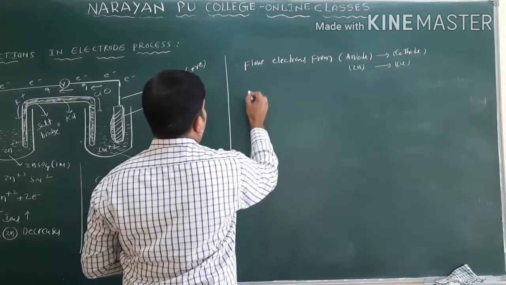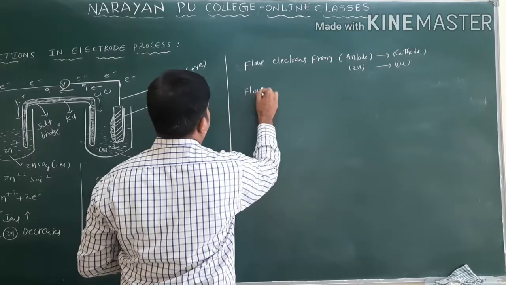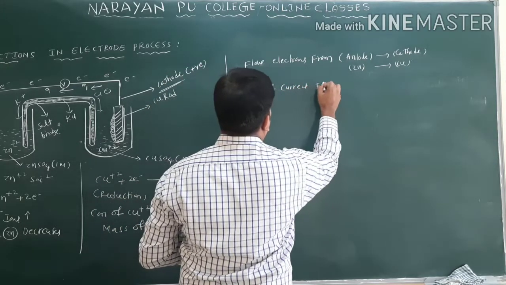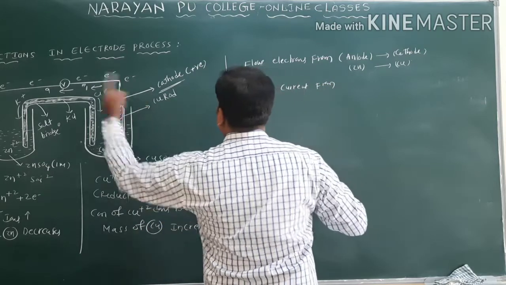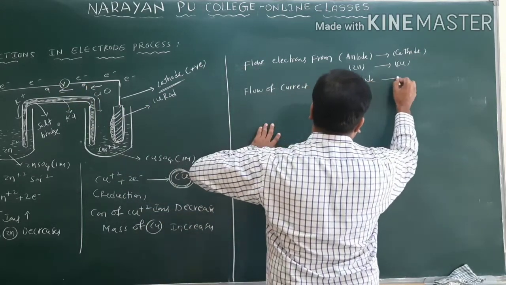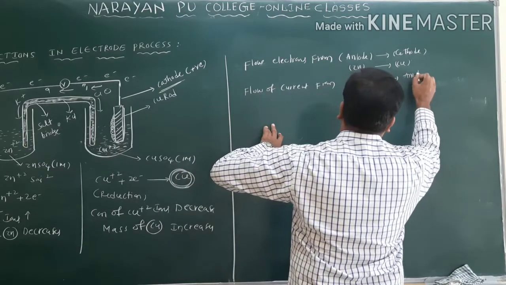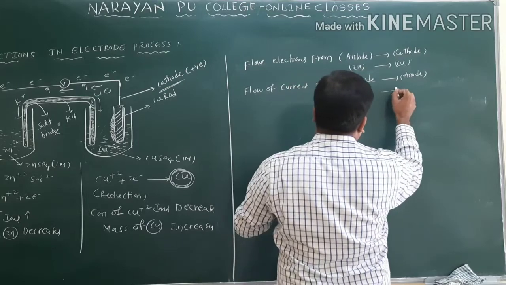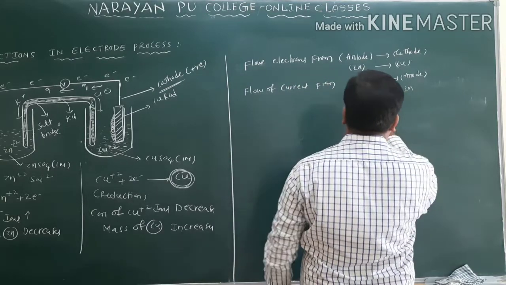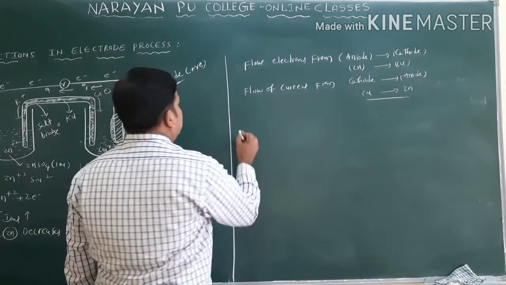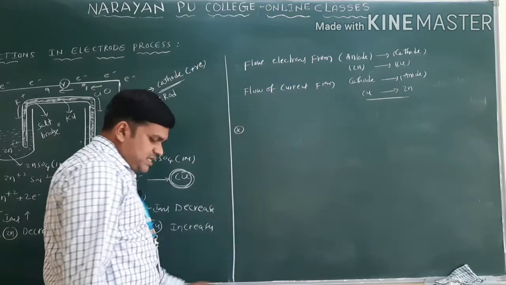Now we will see the flow of current. Flow of current is in the reverse direction only. What will you write here? You will write cathode to anode, or copper to zinc only. Very important points here. This is observed in a galvanic cell, or you can say electrochemical cell only.